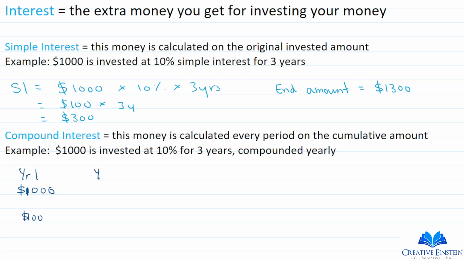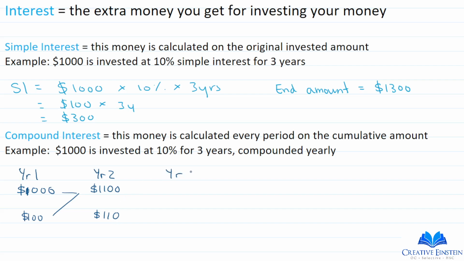which means that at the end of year 2, that money, the interest amount, is going to be calculated on the cumulative amount, which means the money that you've made already. So it's 1,100. So 10% of 1,100 is $110. So that's how much interest you get at the end of year 2.